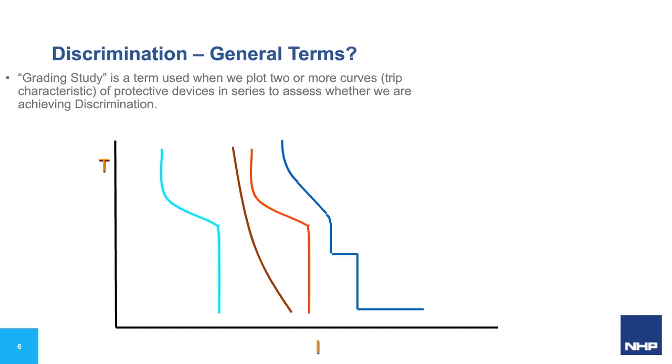So let's recap on what selectivity is in general terms and at its most basic level. We see here time and current graphs for thermal-magnetic breakers, electronic circuit breakers, and fuses. Time is ascending on the y-axis, current is ascending on the x-axis.